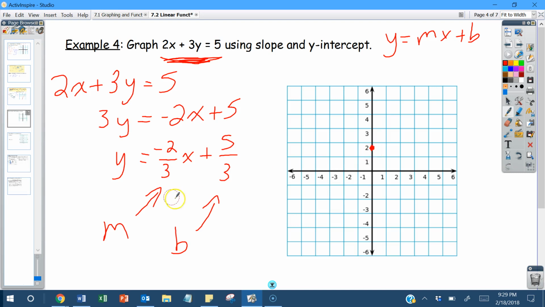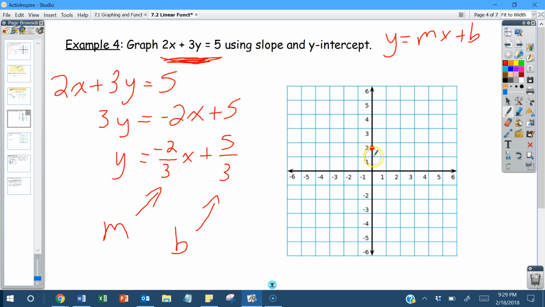And from here, I can use this slope to graph the rest of the points. So this says from any point on the graph, my rise is -2 and my run is 3. So from any point, I can go down 2. My rise is -2, so that's down 2. And my run is 3, so I go to the right 3. Just assume this is going to the right each time. So I'm going to go down 2 and to the right 3.